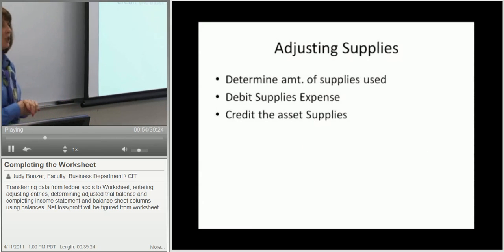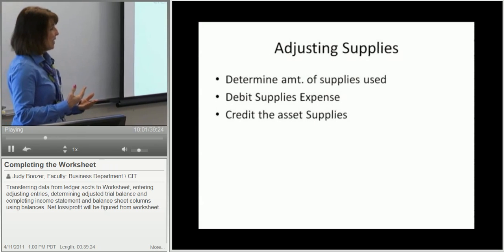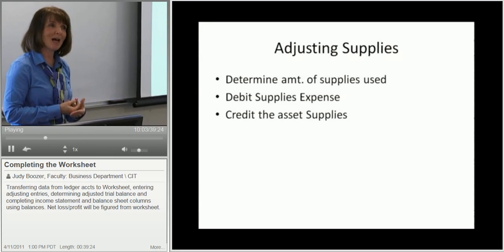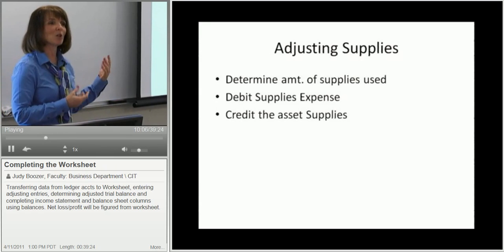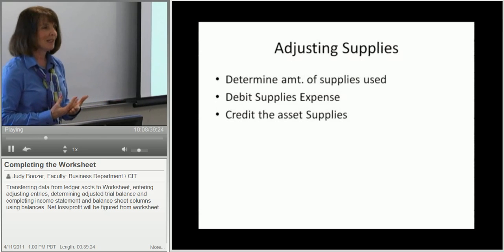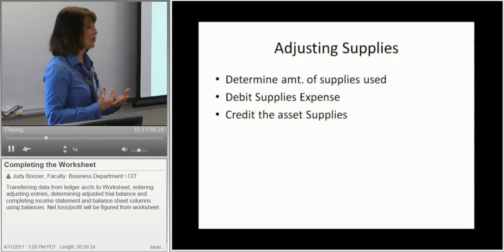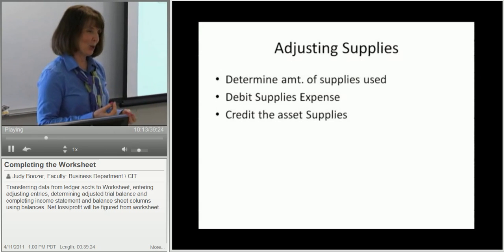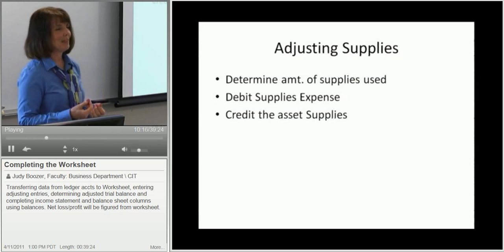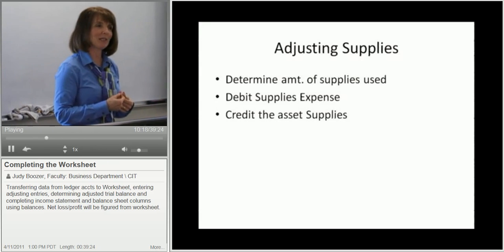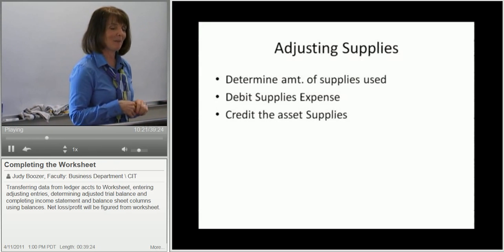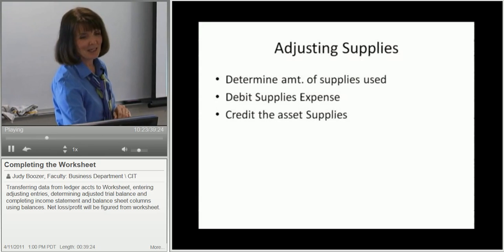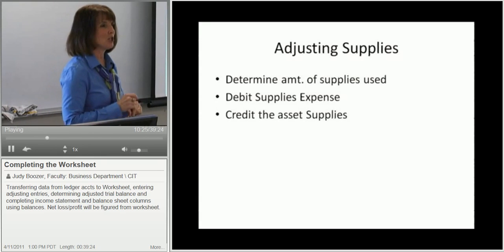Now, adjusting supplies. Remember we talked about supplies will be used. And instead of every time we use supplies to deduct it from the asset, we're going to do an adjusting entry. And how do we find out how much we've used? Inventory the supplies. So you can do it as frequently or infrequently as you'd like, usually at least once a year. So you can do the adjustment. And you're going to determine the amount of supplies used.